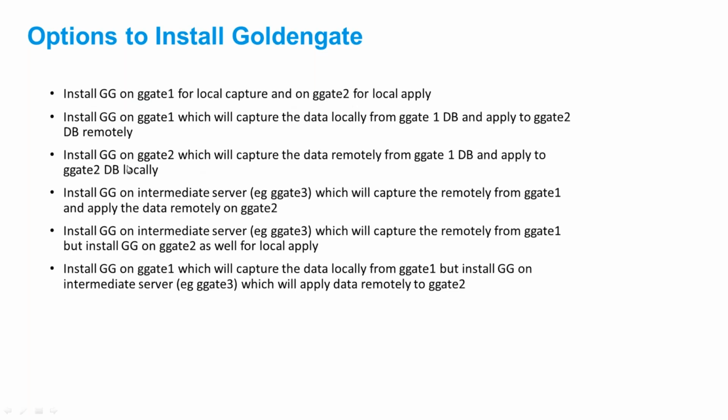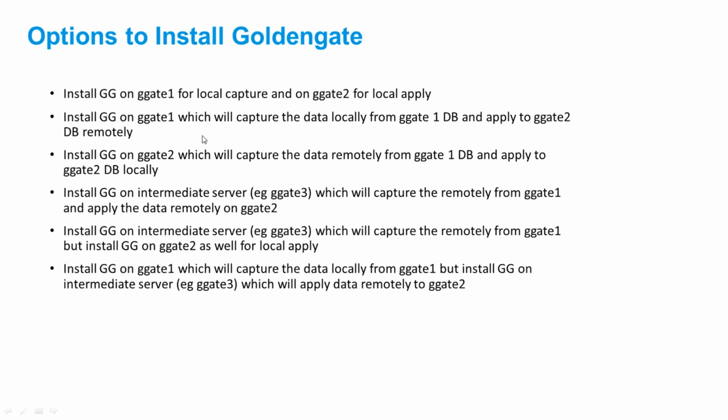The third option is install Golden Gate on ggate2, which will capture the data remotely from ggate1 and apply to the ggate2 database locally, right? So how many Golden Gate installations do we need in the third option? One, exactly.